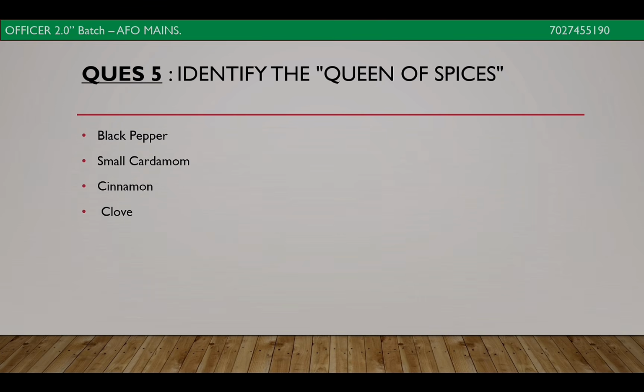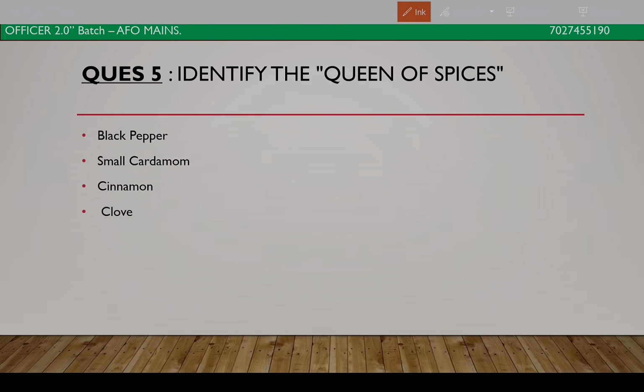And next was identify the queen of spices. The queen of spices is small cardamom. Okay, and here black pepper is king. Here it is queen. Okay.